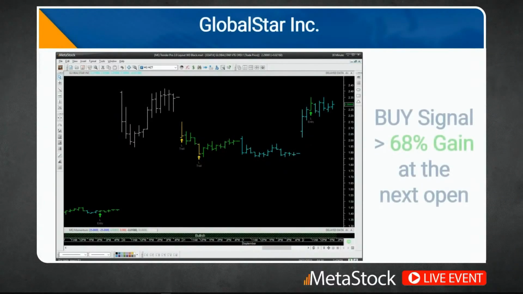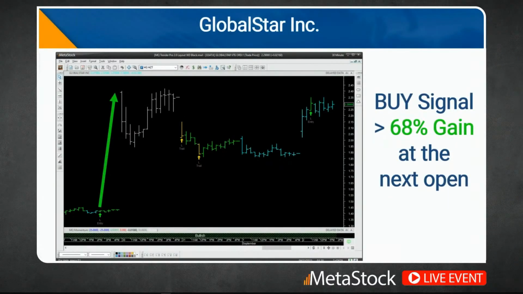Okay, a couple more examples. This trade was last Friday. This is Global Star, and it opened up starting on Monday after it gave us a buy signal right down here. This is an MTP2 entry here. Got a long entry signal. This thing jumped a whopping 68% at the next open.